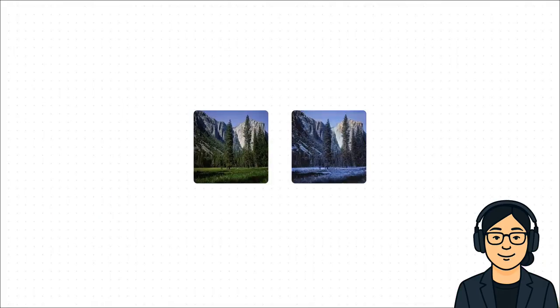So for example, they gave the model a bunch of photos of Yosemite in the summer and a separate pile of photos of Yosemite in the winter. And using that cycle consistency trick, it actually learned to translate between seasons, adding snow, changing the lighting, all of it. This is a foundational concept for modern photo editing.